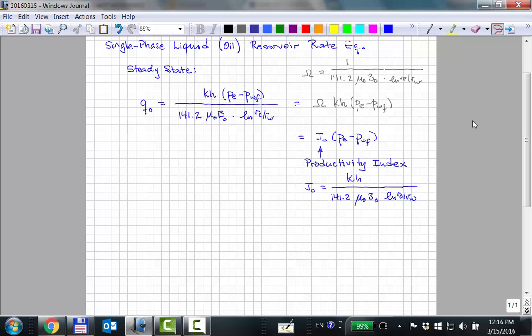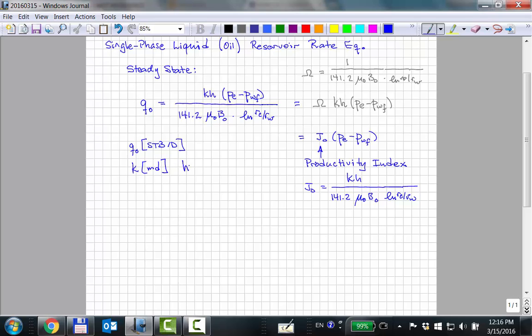We talked about this equation being written. Of course, the units here: the 141.2 is including all these unit conversions that we talked about, seconds and barrels to cubic meters and so forth. And just to be complete, I'll put the units for this equation: stock tank barrels per day. You've already had these before.